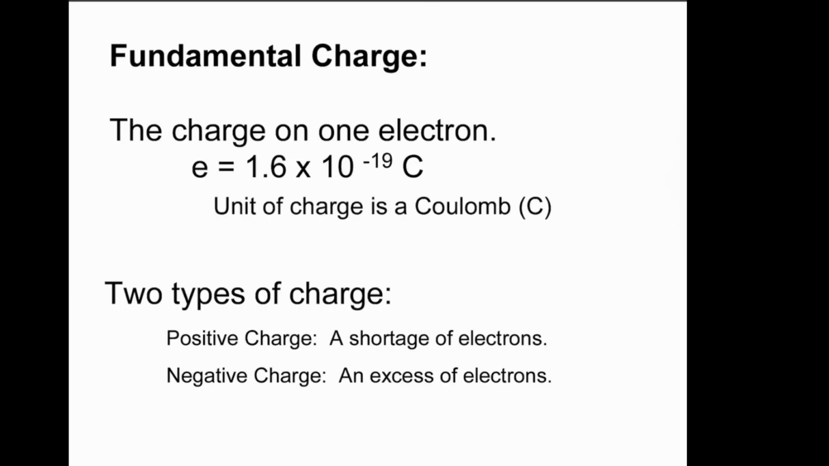Fundamental charge. For one electron, there will be 1.6 times 10 to the power of minus 19. Unit is coulomb. There are two types of charge: positive charge, shortage of electron, and negative charge, excess of electron.